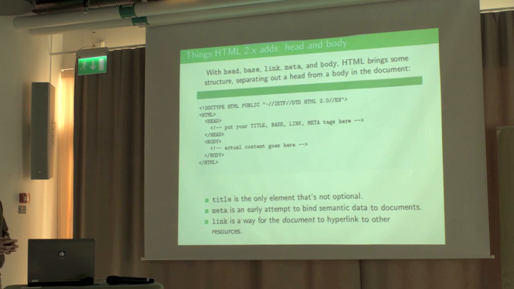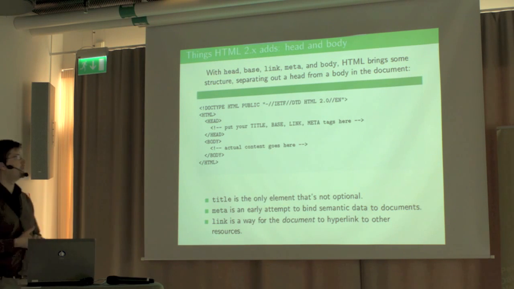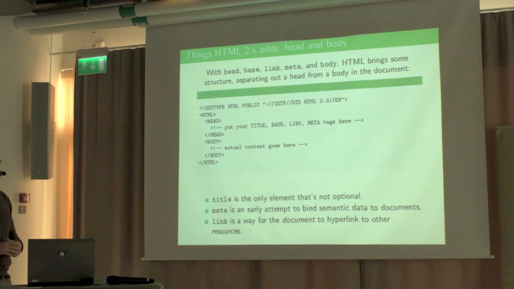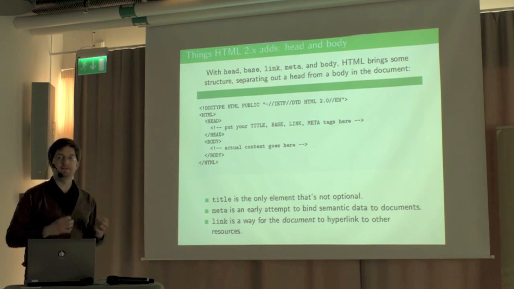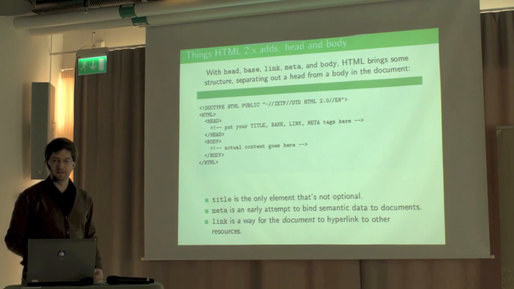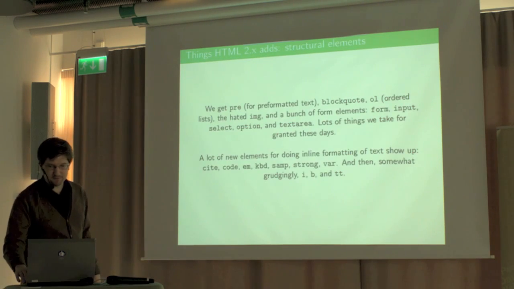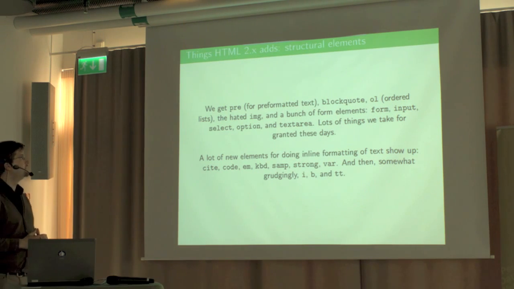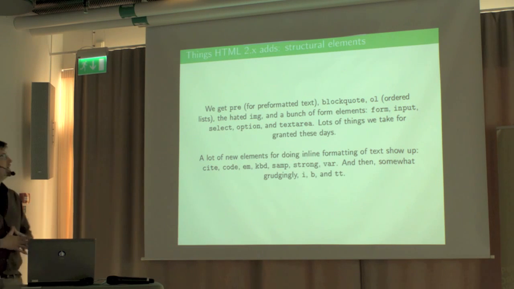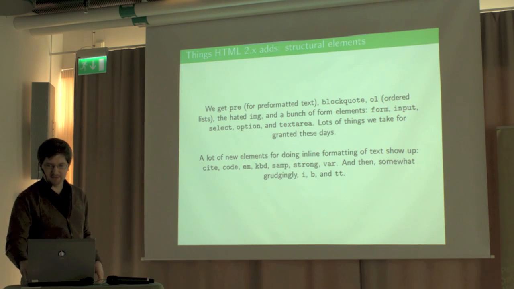It's looking like this. It's looking a bit more modern. We have a head and body suddenly, and we can put title and meta tags and links and so on in the head. This is feeling like what we are used to today already. Now there are a lot of tags missing, of course. We get a few new structural elements as well. So pre and blockquote and OL, and then this image tag, which people love to hate. We also have form and input and select and option and textarea, and a number of other tags for doing inline formatting. So things that we are used to nowadays.